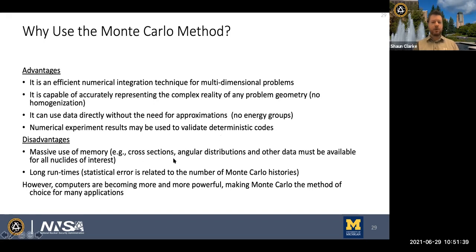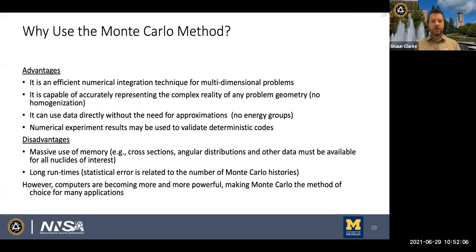The second point here, long run times, is essentially related to the fact that the quality of your estimate depends on the number of scores. If you want an estimate with very high precision, you need a very large number of scores, and because you need that large number of scores, that can result in long runtimes. Long is relative and it depends on your machine.